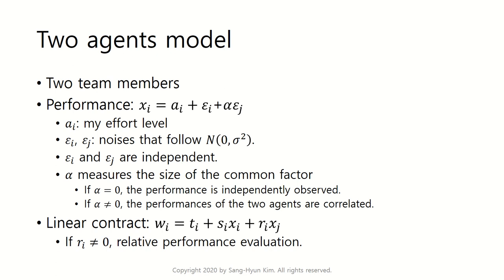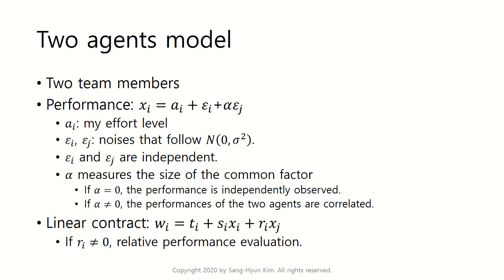That idea is captured in this assumption. Performance is denoted by Xi. Now we have two agents, so this index i is for agent i. Xi is the performance of agent i, ai is agent i's effort, and epsilon i and epsilon j are noises that follow a normal distribution. We'll assume that epsilon i and epsilon j are independent. And alpha here measures the size of the common factor.